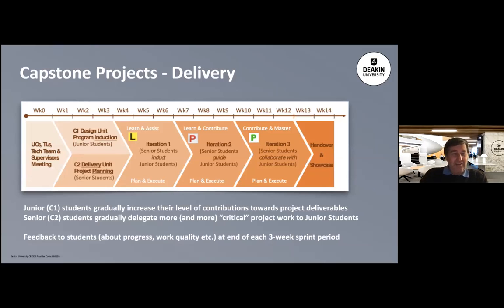Key is that the junior students gradually take on more responsibilities in the project and are led by the senior students, so that by the end of a particular teaching period, they are ready to become senior students when they come back and work on their capstone unit next time.